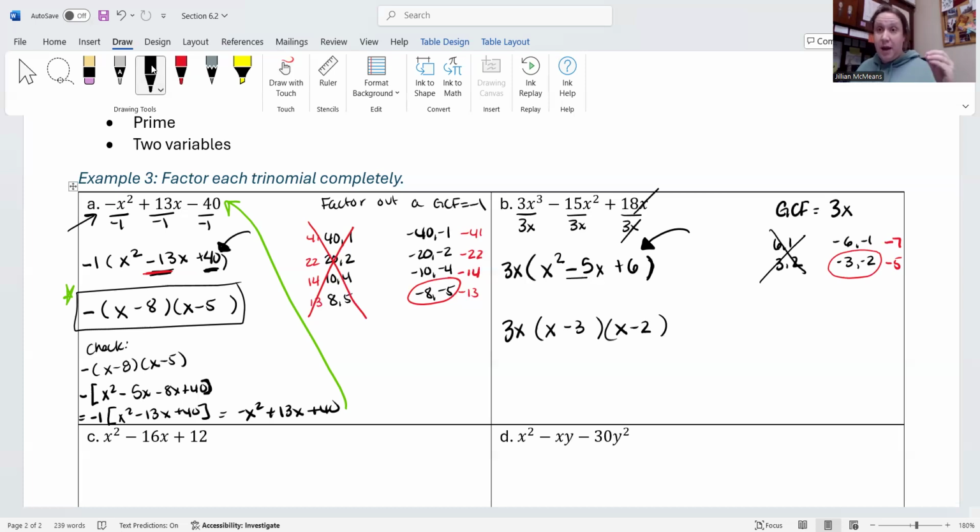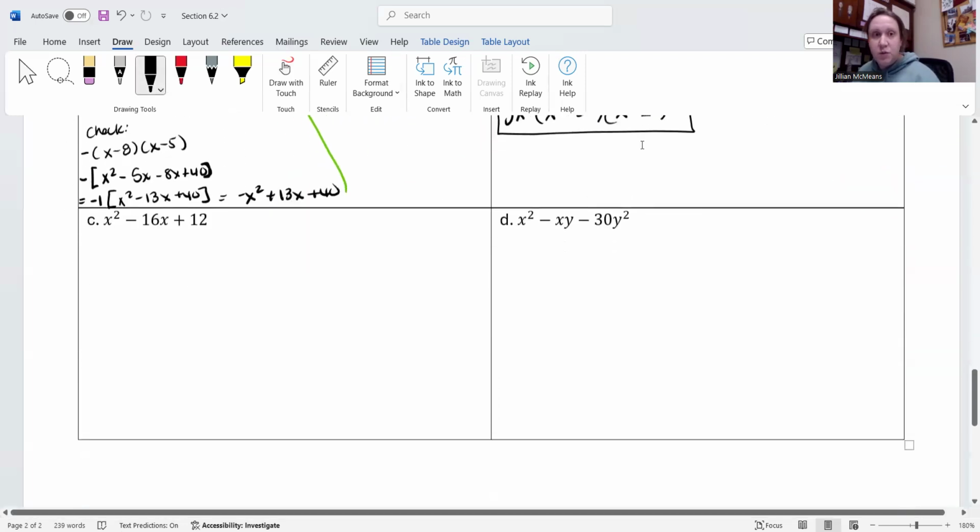Instead, I could have done x minus 2 and then x minus 3. It's fine. It doesn't matter which set of parentheses you put which factor in. Just make sure the sign in front of the factor is correct. So our final answer has to include that initial GCF that we factored out. Okay? Let's go ahead and look at parts C and D, and then that'll be it for this worksheet.